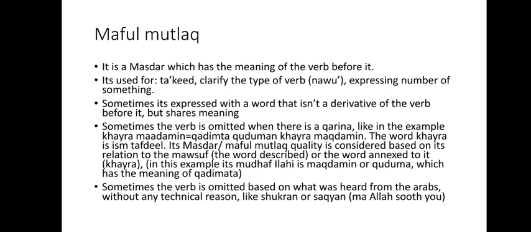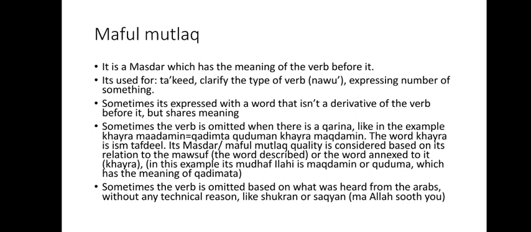It's a masdar, which you can define as a root noun. So if you have a verb like daraba or nasara, then their nominal form is known as the root noun or the masdar. So ad-darbu will be the masdar of daraba, and an-nasru will be the masdar of nasara. And when these masdars, these root nouns, occur in a sentence as maf'ul mutlaq, then they will be in the meaning of the verb which occurred before it.